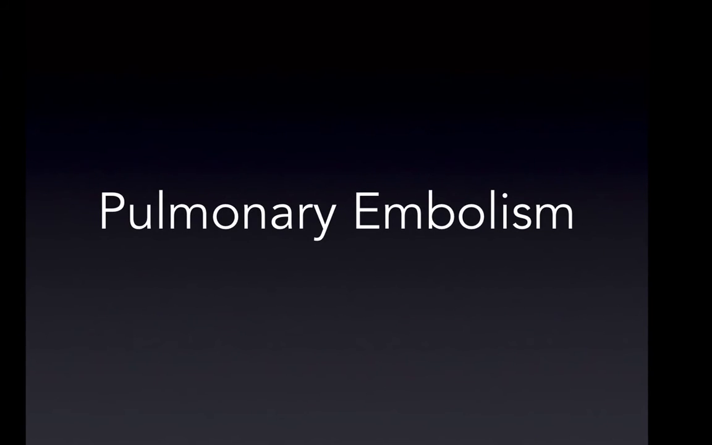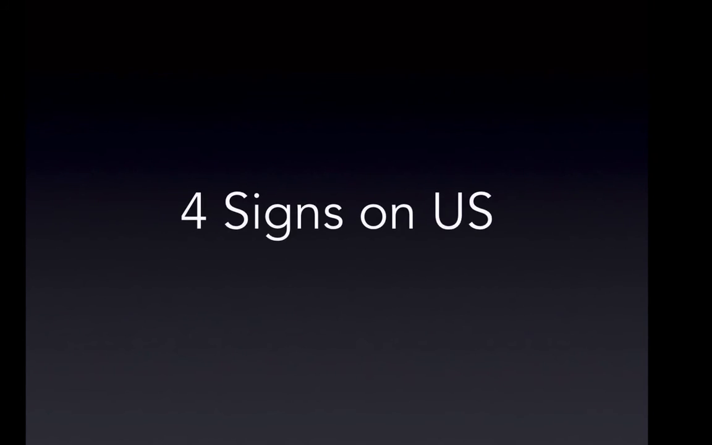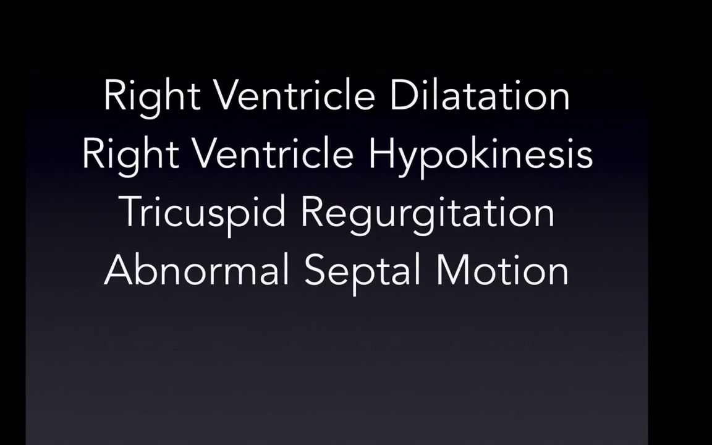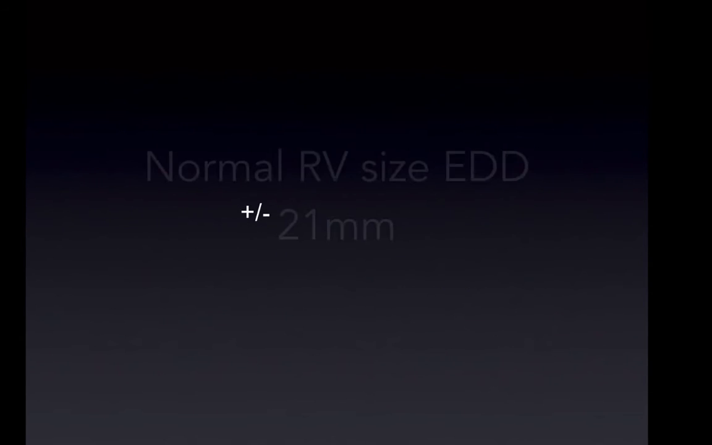So another clinical use of ultrasound is very important. It's the pulmonary embolism, and there are 4 signs on ultrasound of pulmonary embolism, and those are right ventricular dilatation, right ventricle hypokinesis, tricuspid regurgitation, and abnormal septal motion.